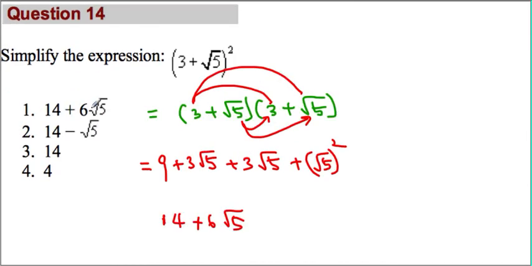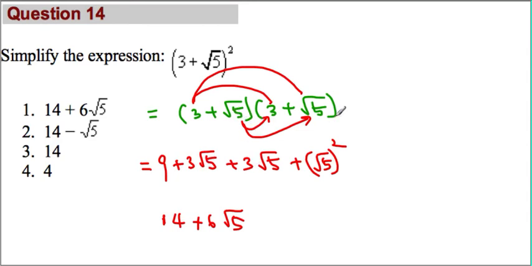Alright, number 14 actually was already done here. This one is a perfect square, so we have 3 plus radical 5 times itself. Once you do the FOIL, then we get 3 times 3 becomes 9. 3 times radical 5 becomes 3 radical 5. Same thing one more time here.